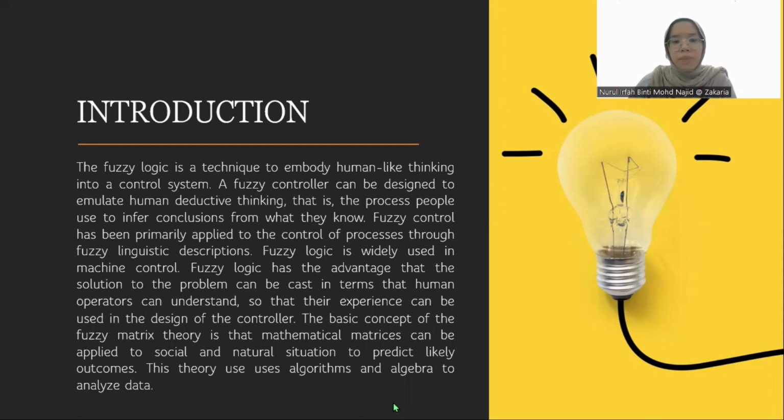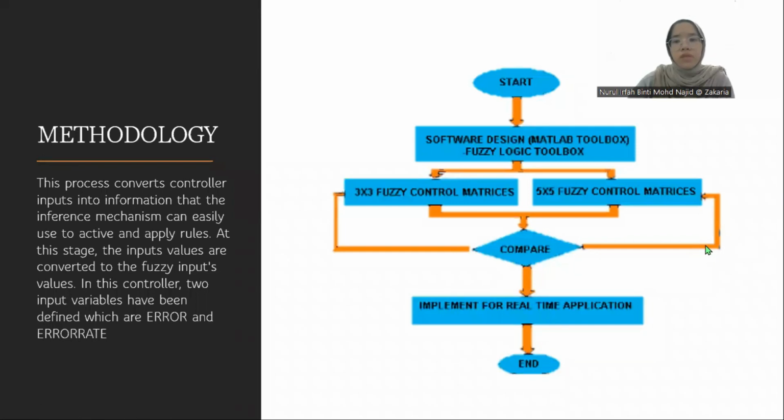For fuzzy logic, based on the basic concept, fuzzy matrix theory is a mathematical matrix that can be applied to social and natural situations. So this theory can use algorithms and algebra to analyze data. For the methodology, it is a process that converts controller input into information. The inference machine is easy to use to activate and apply rules. For this stage, we have two inputs. We need to convert them to fuzzy input values. For the controller, two input variables have been defined, which are error and error rate.